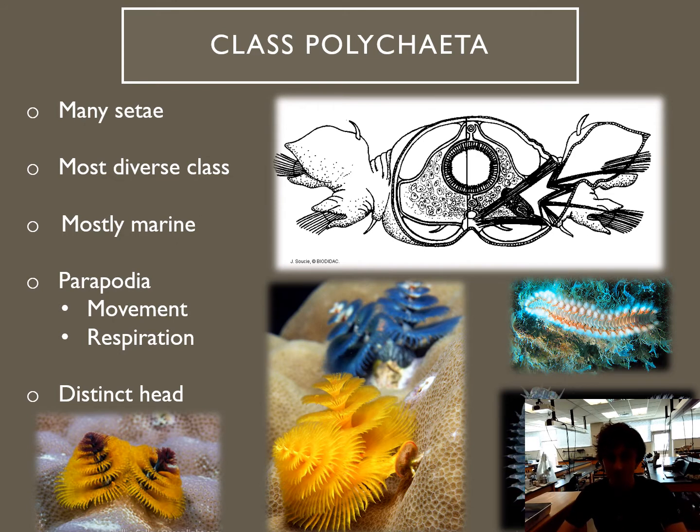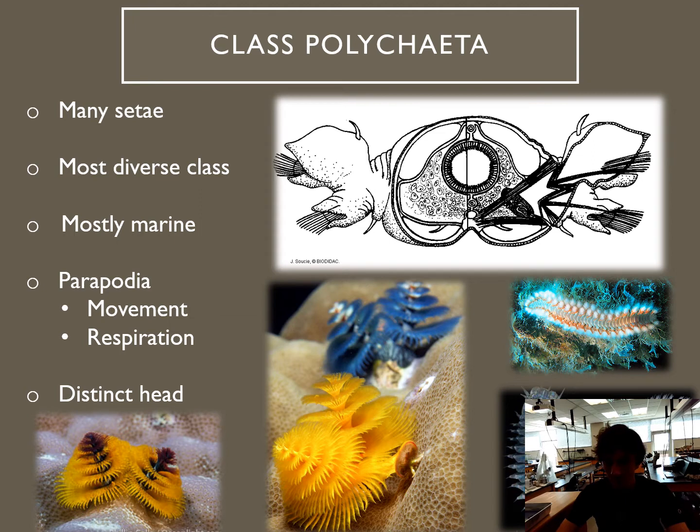There are roughly 10,000 some described species in the class POLYCHAETA, so it's the most diverse class in this phylum. Only about 170 are found in freshwater habitats, so just under 2% are freshwater. Everything else is completely marine.